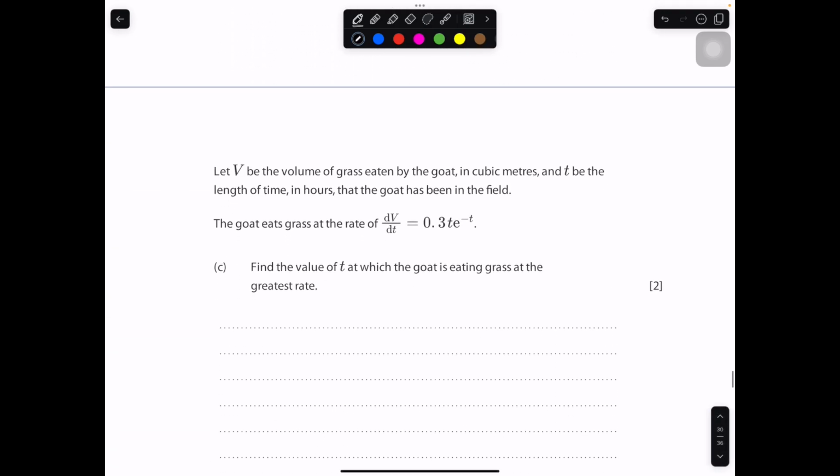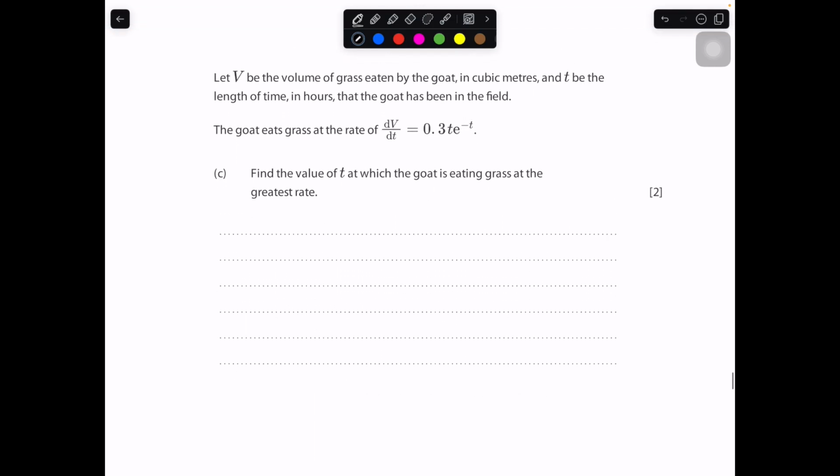Alright. I think the second last question. Let V be the volume of grass eaten by the goat in cubic meters and T be the length of time in hours that the goat has been in the field. Okay. The goat eats grass at a rate of, okay, change in volume over change in time, equals 0.3 T e to the negative t. Wow. Find the value of T at which the goat is eating grass at the greatest rate.